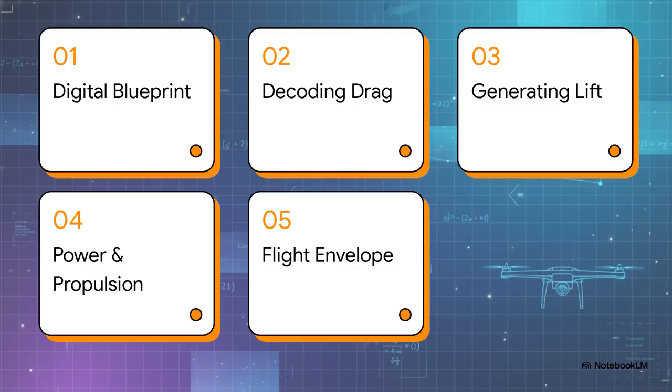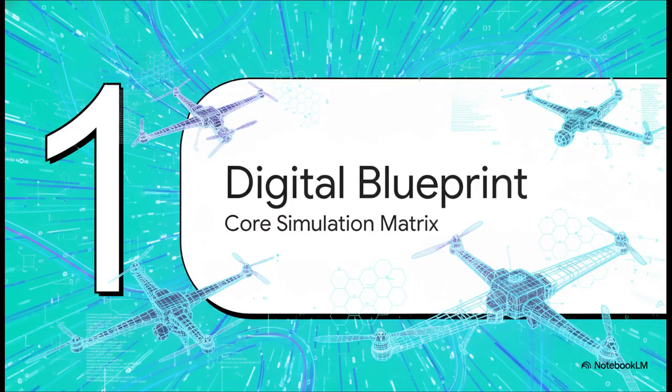We've got our system diagnostics initialization queued up. Here's our flight path for today. First, we'll look at the Odyssey UAV digital blueprint. Then, decoding the drag matrix, followed by generating the lift vector. From there, we hit power and propulsion dynamics, and we'll wrap it all up with the flight envelope and performance. Let's get into it. Section 1.